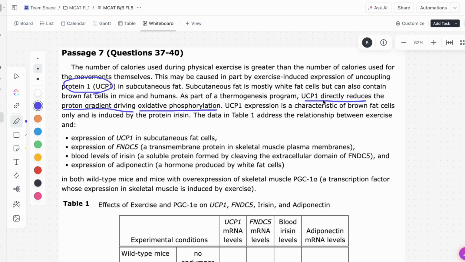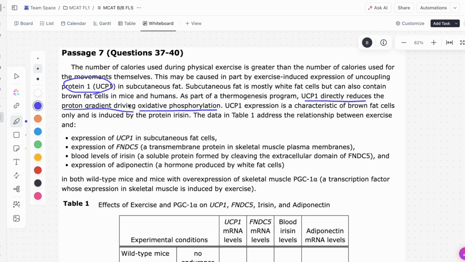We have UCP1. Remember, it reduces the proton gradient, driving oxidative phosphorylation. So that means even though our body might want to make a certain amount of ATP normally, because of this UCP1 protein, which is exercise-induced, we're going to see less ATP being made. Essentially, we're making less ATP than our body would normally want to.